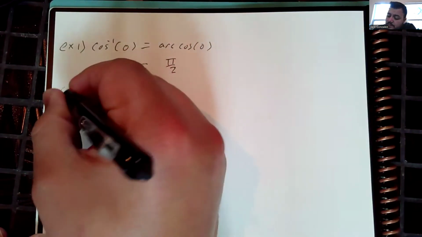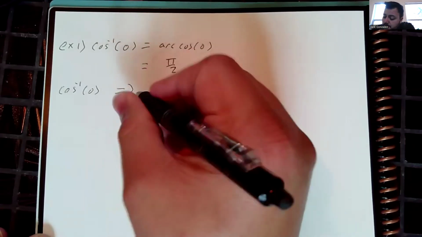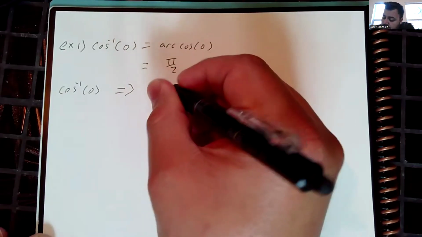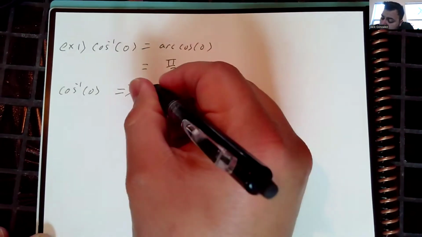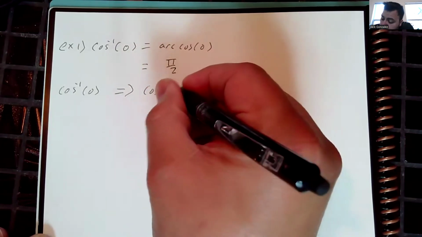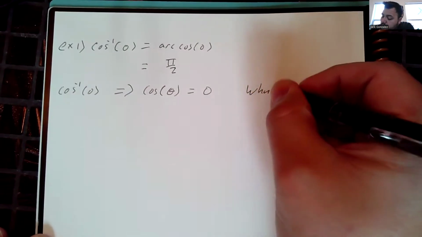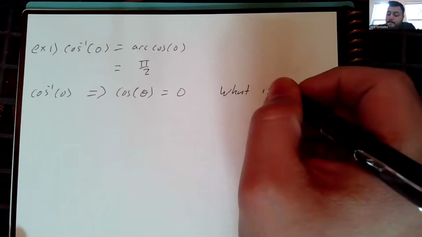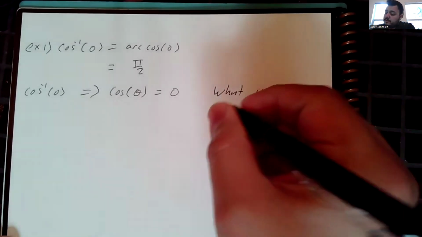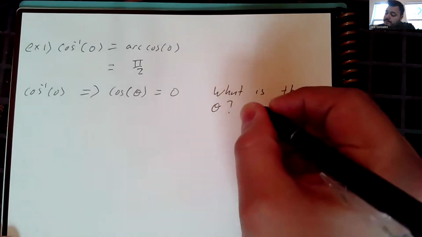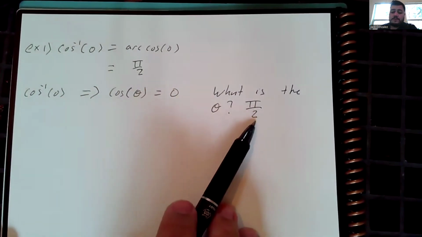If we use the definition, cosine inverse of 0 is basically saying that there exists an angle in cosine that is equal to 0. What is the theta? And our answer, when you look at the circle, is pi over 2. So just go check your circle here. Okay.